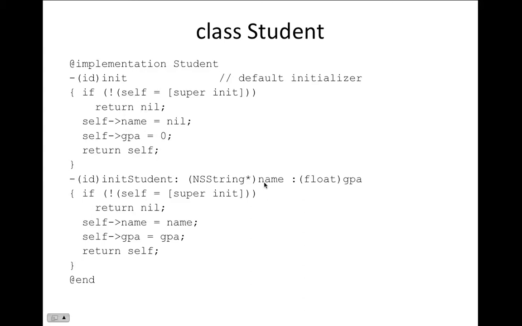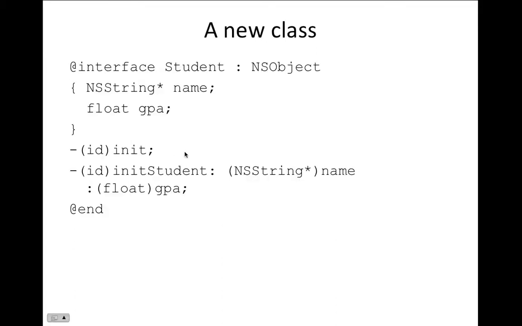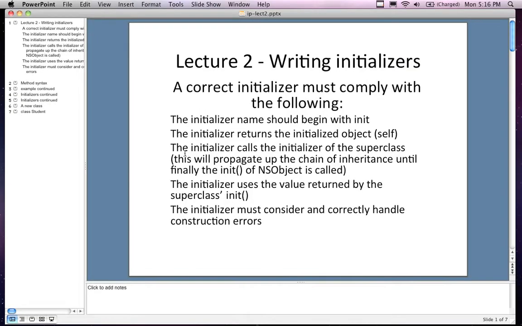And then for the init student with the name and the GPA, we would take and copy the name and the GPA and then return self. So pretty much the implementation of this. And they call it an interface instead of a specification, because it really is defining the interface to the class in terms of the .h behavior that's associated with that.